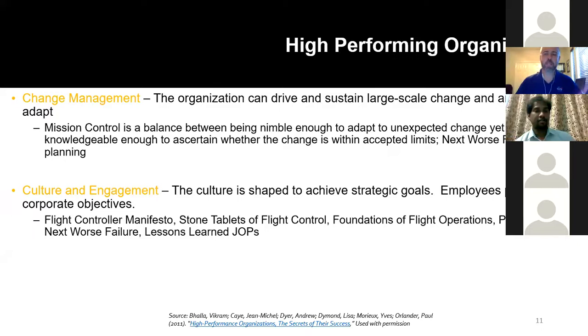And this includes something that we call next worst failure planning. And that is where we have a culture where we don't just think about what happens if something breaks, but we spend a lot of time focusing on what happens if, while something is broken, the next most important thing is broken, and how do we respond to it? And that is a very complex task, and it can get very nebulous.